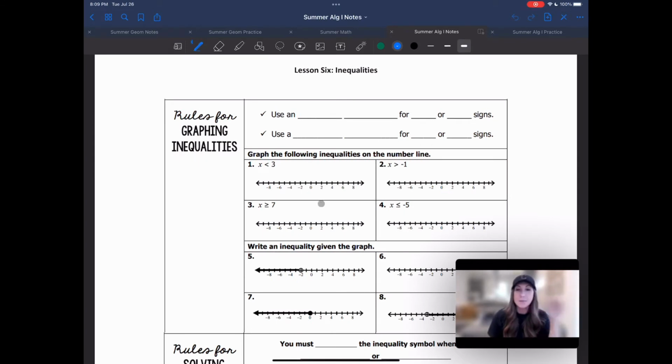In basic graphing, and some of you might have already learned this part, you are going to use an open circle when graphing. Use an open circle for less than or greater than signs. And then when we graph it, you're going to use a closed circle for less than or equal to or greater than or equal to signs. So let's actually show you some examples of this.